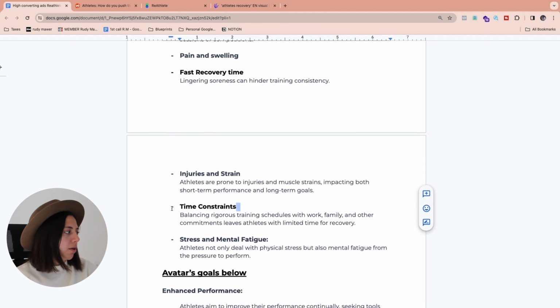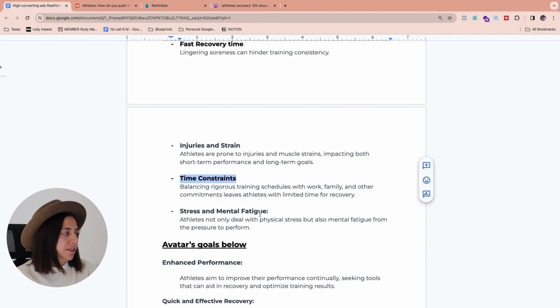Time constraints, so maybe because athletes are super, super busy. This one I haven't thought about until I started thinking about it and brainstorming. But obviously, since athletes are so busy, they have a hard time managing family, relationships, friends, and the different areas of life. So this is something that we can also look into.